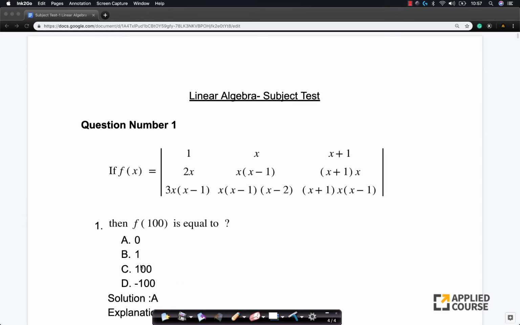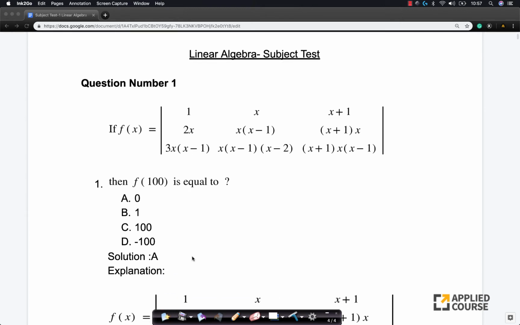Okay, so let's go through the first question. I'll also tell you how I personally tackle this question. We have f of x equals the determinant of this matrix, and it asks for f of 100, and we're given 4 options. Look at this: most of these options are 0, 1, 100, minus 100. If I place 100 here, this will become 200, and this will become 100 multiplied by 99.